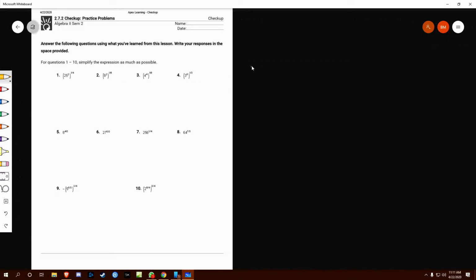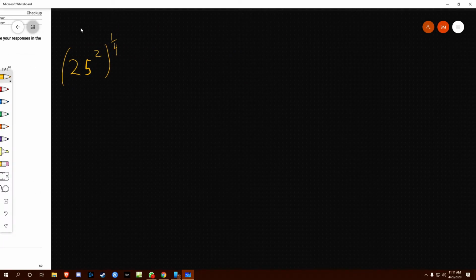So we have a problem: 25 squared, raised to the 1/4 power. All right, so I'm going to adjust this so I get a better writing surface on my tablet. Our rule is if we have a base b to the m power to the n power, what we're able to do is simply multiply the exponents. So it's b to the m times n. Anytime you get this scenario, you multiply the exponents.